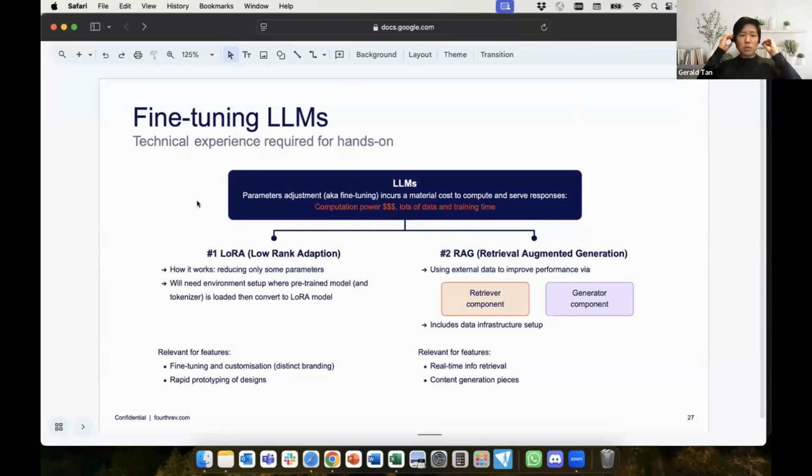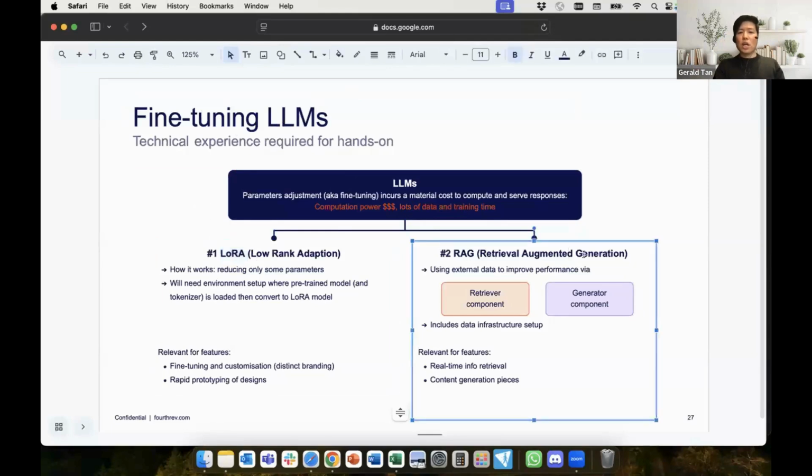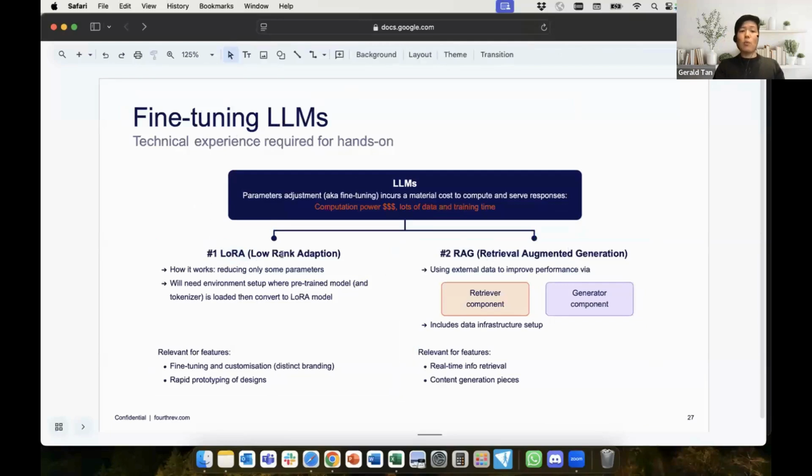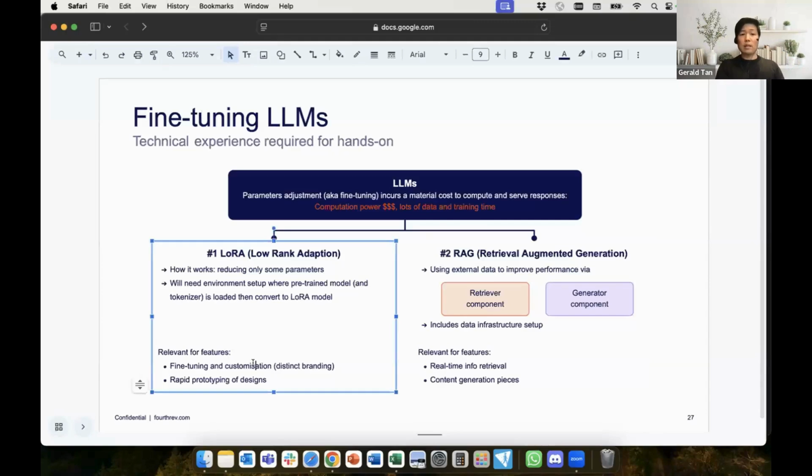So what you want to know is two things: the low rank adaptation, which is called LoRA, and retrieval augmented generation, which is called RAG. And what this basically is, you're taking a very small subset, so few parameters, not all parameters, and then you load what you need to train. So this is really good if you want to have customization to your brand, like distinct branding. This is what you want, right?